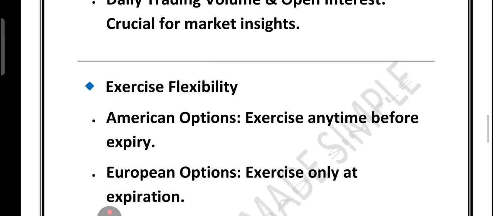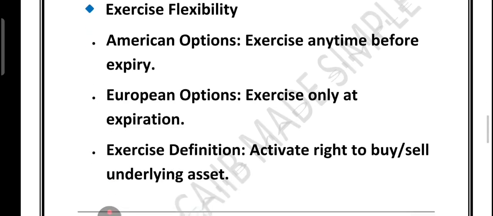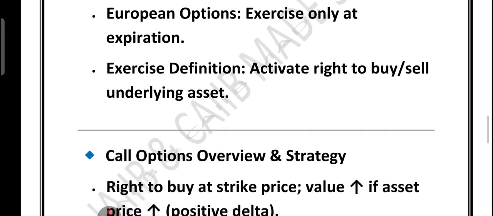So some types of options they have mentioned, like American option, which means A for America, and A for any time. You can exercise your option anytime before expiry. This way you can remember, A for America, A for any time. Second type we have is European option, which means you can exercise only at the expiry date. E for European, E for expiry. This way you can remember it. Right? Exercise means you can use your option to buy or sell an underlying asset. So American means anytime, European means at expiry, and exercise means you are activating your right.